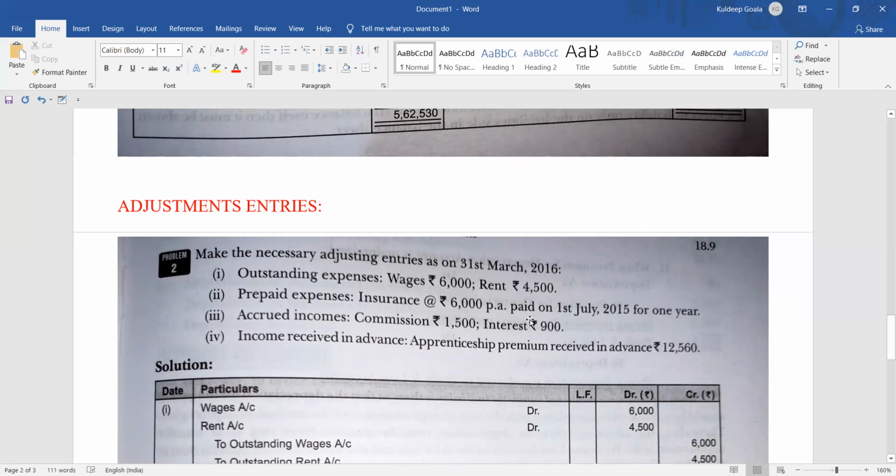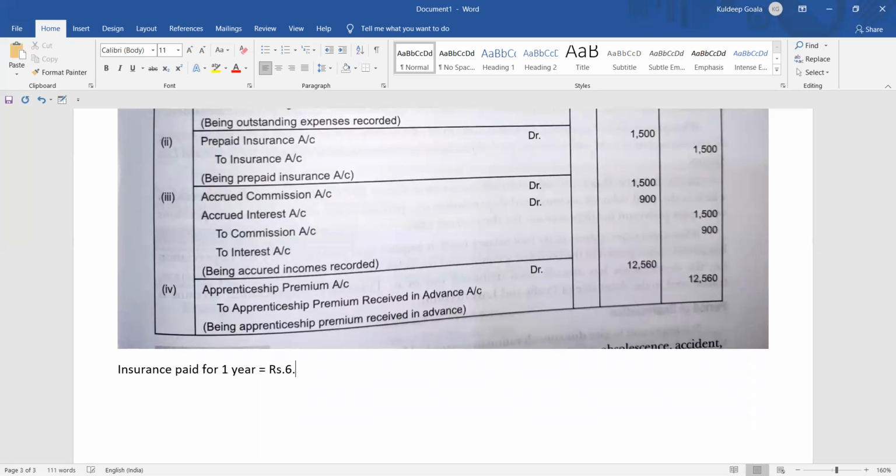How do we know it is 1 year? Per annum is mentioned, as well as 1 year is also mentioned. If the word 1 year is not there, it doesn't matter; per annum is there, that is enough. On 1st July 2015 it was paid, right? So 6,000 rupees was paid for 1 year, on 1st July 2015. This is when it is paid. And what is our financial year? It is ending on 31st of March 2016.